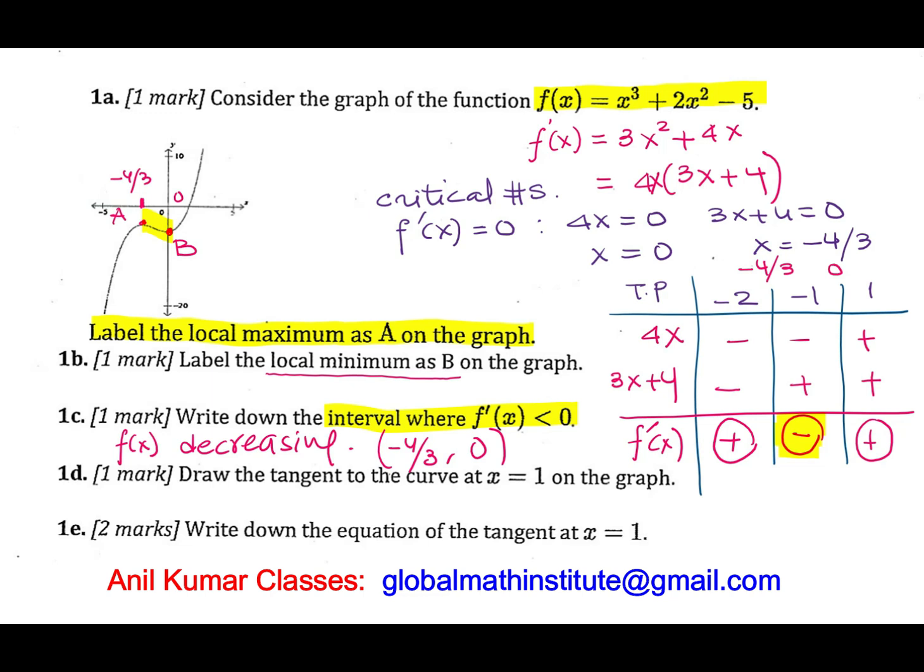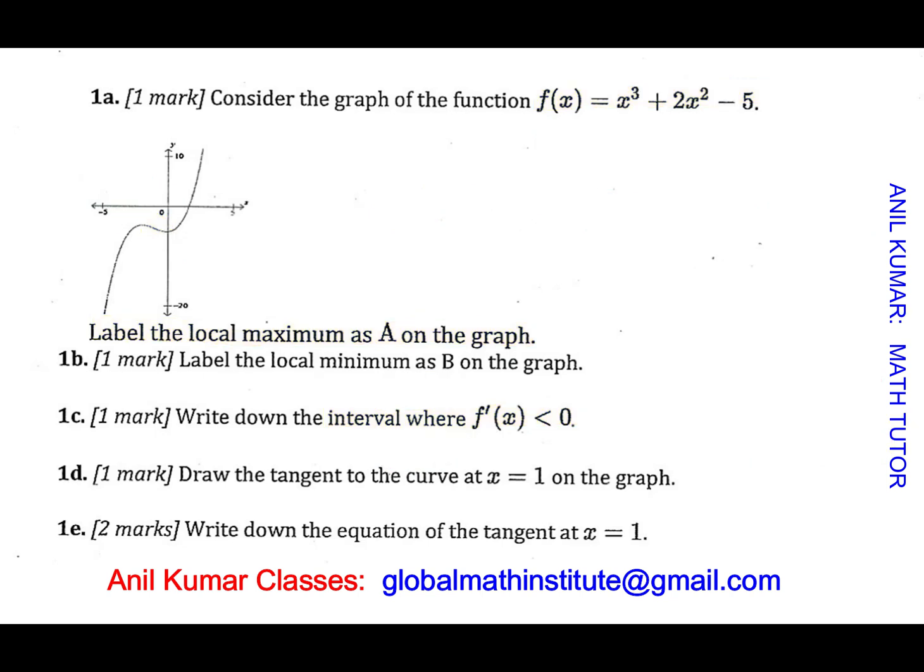Perfect. Now, part D is draw the tangent to the curve at x equals 1 on the graph. You can see that minus 5 is here, and we can find the point and then draw the tangent, right? So, we'll do it on a fresh page. We have done parts 1a, b and c. Now, 1d is to draw the tangent to the curve at x equals 1 on the graph. And second is write down the equation of the tangent at x equals 1, right?